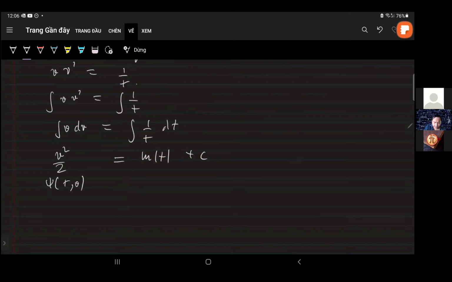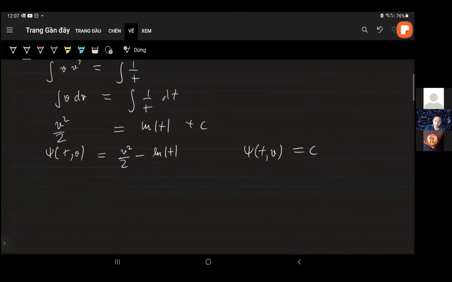This one, v, is a Latin character, I guess. v squared divided by 2 minus log of t, right? And the solution is that this always equals some constant, because we don't have the initial conditions, so we cannot find the constant C. Okay, so that is the implicit form.